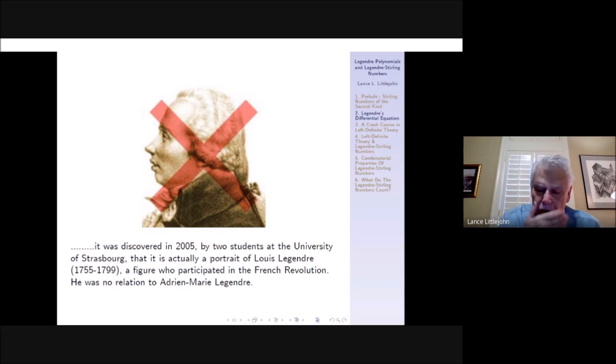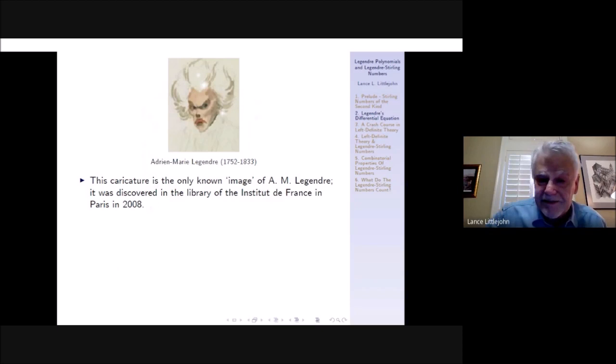So we really do not know what Legendre looked like. These portraits in history books are not Adrien Marie. Well, here's where the story gets kind of funny. There's a caricature of Legendre that was discovered in the library of a university in France in 2008. So this cartoon character is all we have to go on to have any idea what the great mathematician Adrien Marie Legendre looked like. When I first heard about that, I couldn't believe it. It's too bad that we don't remember him by this cartoon character. Of course, we remember him by his great mathematics in so many areas.